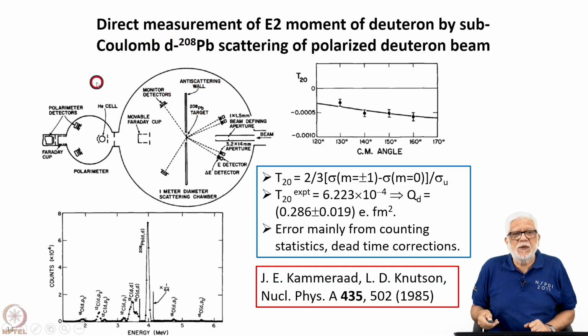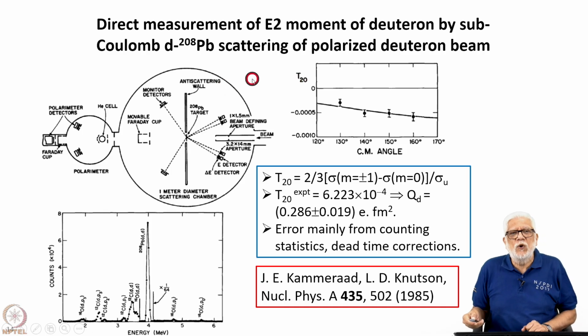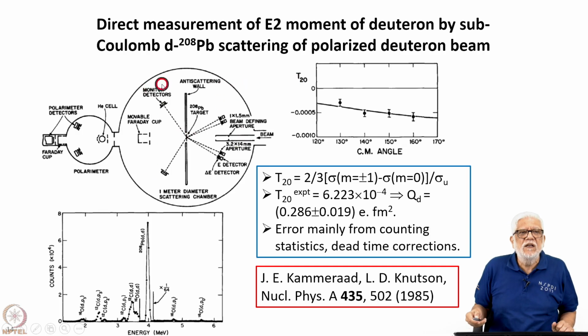The schematic of this experiment is shown here. There is a polarized beam of deuterons coming in, then there is a target of lead 208, and this scatters at backward angles. This experiment is done at a very low energy, just 4 MeV, well below the Coulomb barrier, which is of order 10 to 12 MeV. Then you have monitor detectors on either side, left and right, and then you have a Faraday cup. And if you want, they have an arrangement to also monitor the tensor polarization, the polarization of this beam.